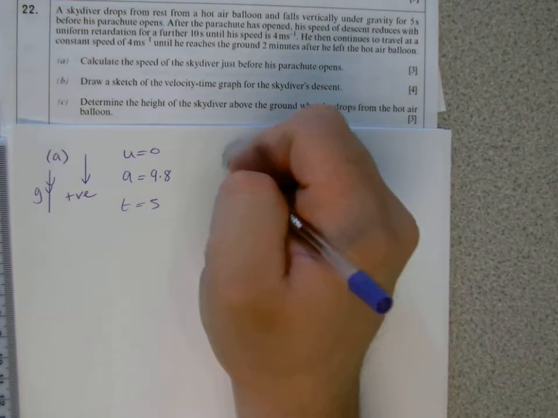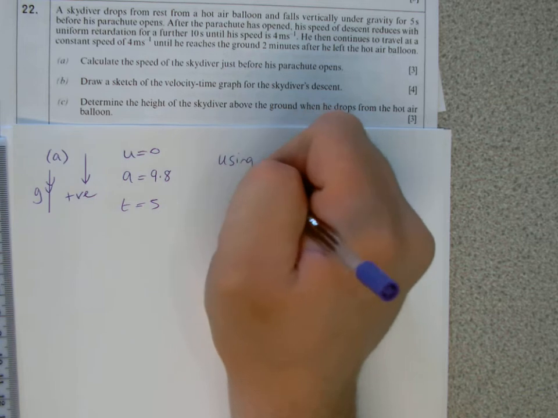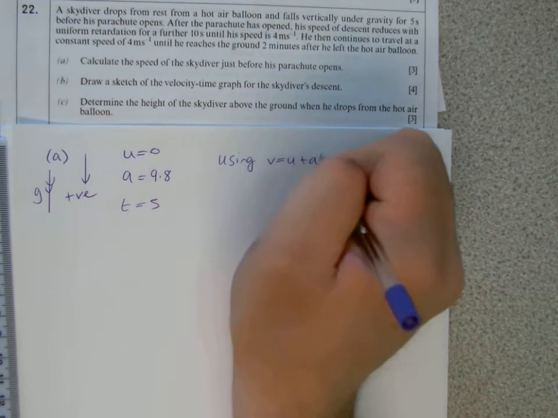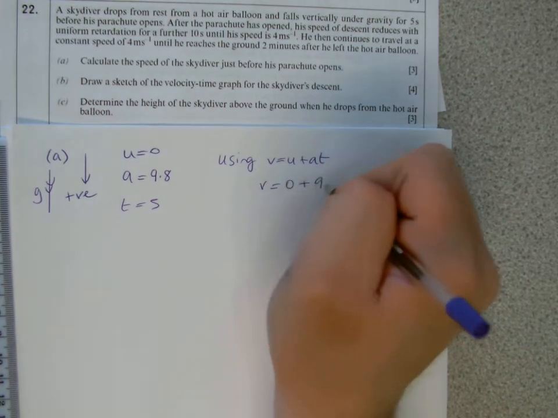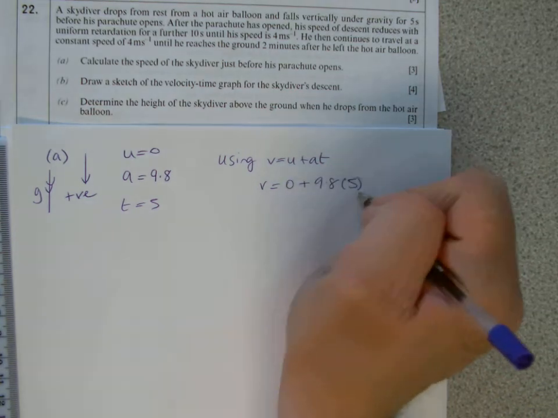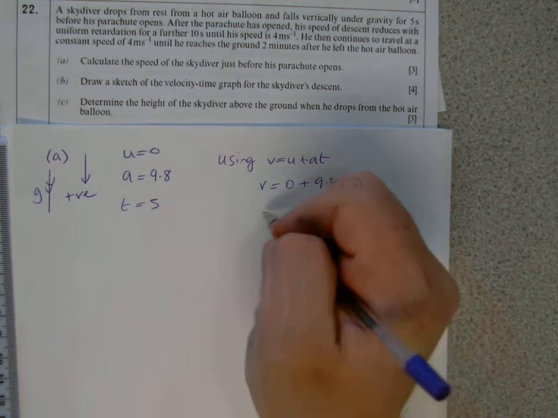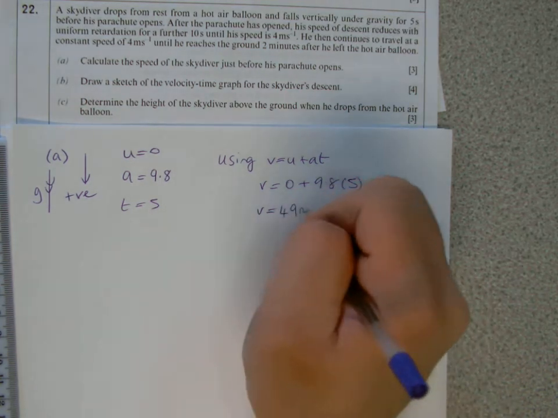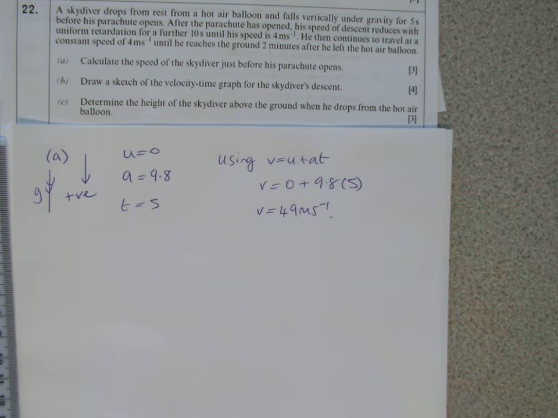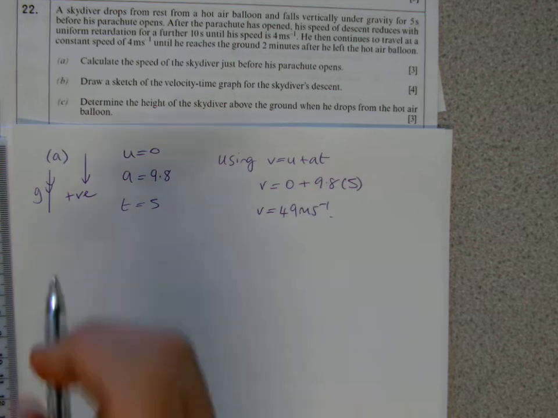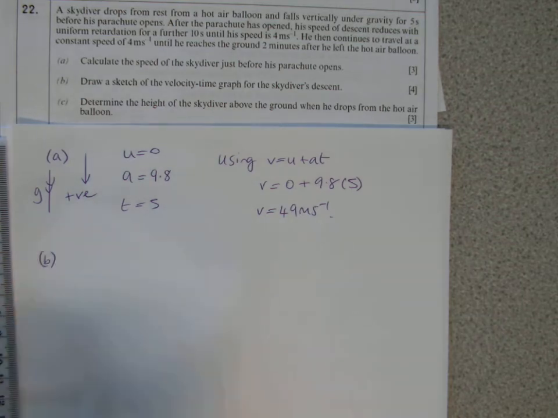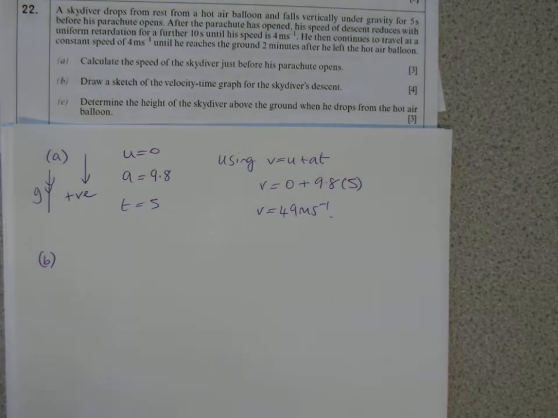So we can work out v by using v equals u plus at. So v will be 0 for u, plus 9.8 times the time, which is 5, and that comes to 49 meters per second. So that's the speed he's got to. He's going really fast. His chute opens and his speed starts to fall straight away.